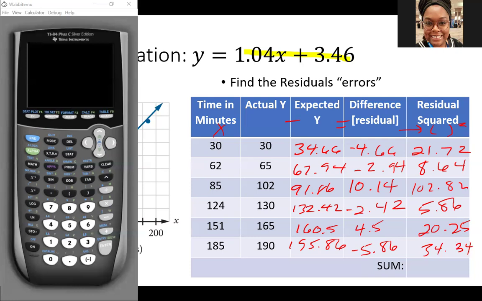Next is finding the sum. Did anyone go ahead and find the sum of our numbers? So if we add all of our squares together, what do we get as our sum? 193. That's not a 3. 193 point what? You got 60? 6.3. Okay, there we go.